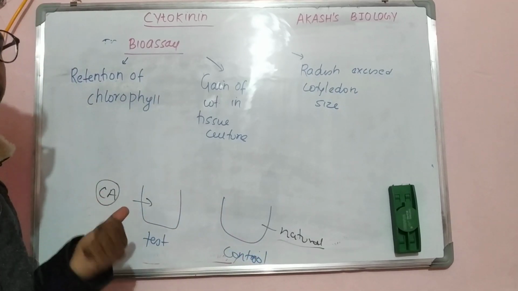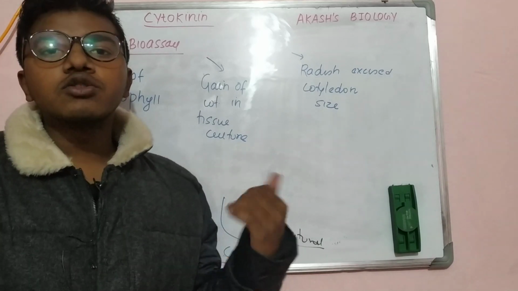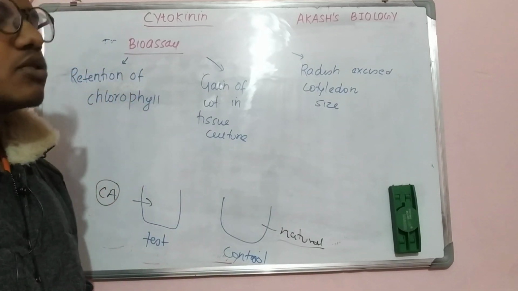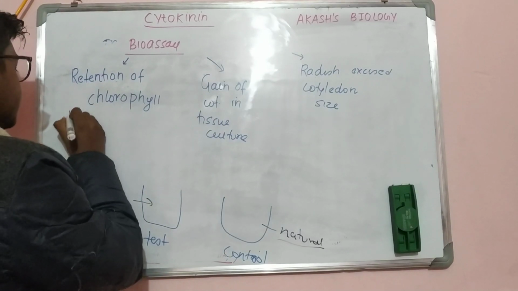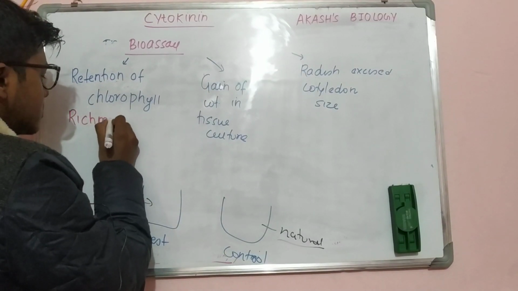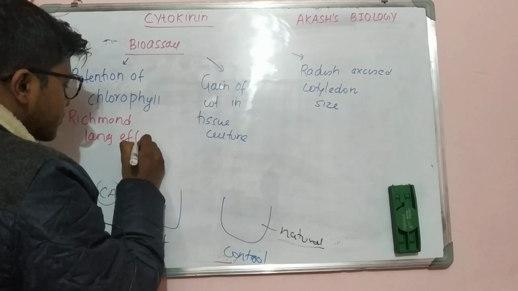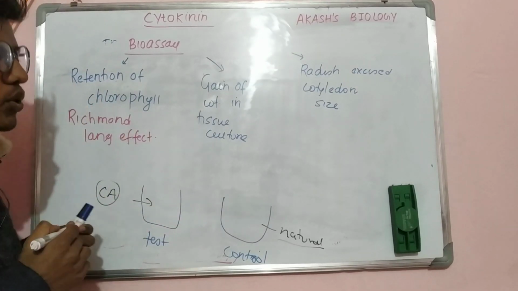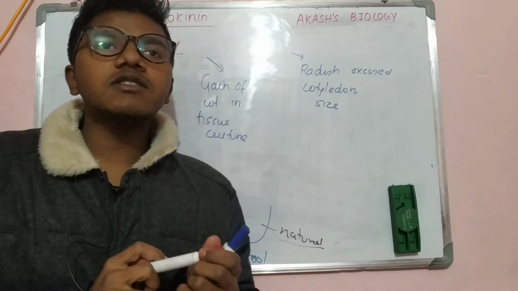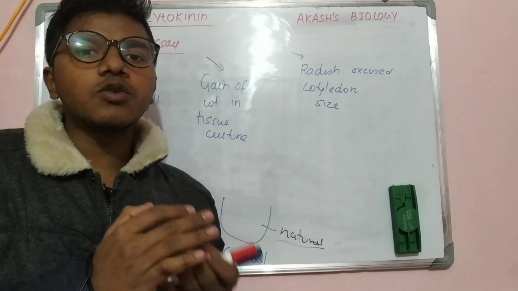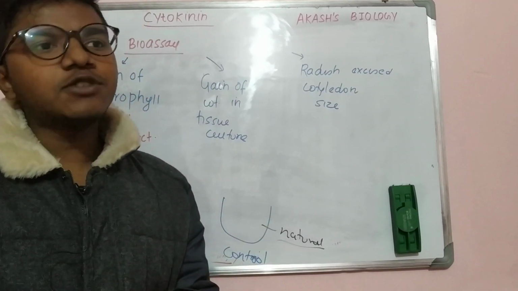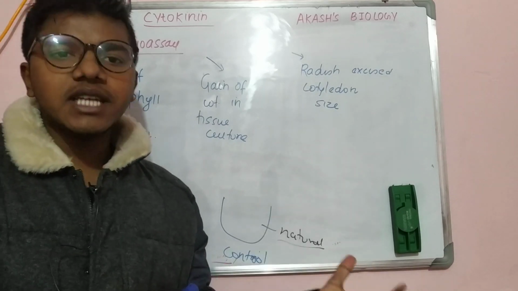So first of all, coming to the retention of chlorophyll. It is based on the Richmond-Lang effect. What will we do? We will take a leaf. The leaf is undergoing senescence, meaning the leaf is undergoing the aging process, a natural phenomenon.